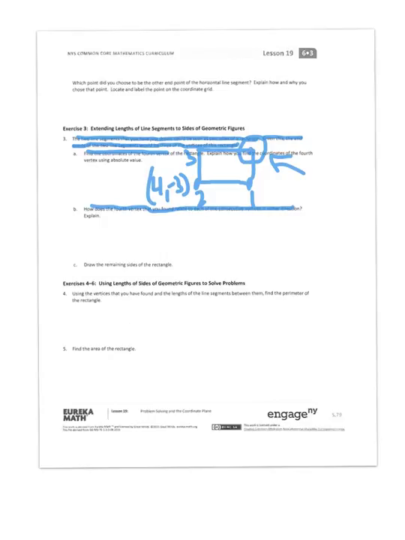Number 4 says, using the vertices that you have found and the lengths of the line segments between them, find the perimeter of the rectangle. So that means you need to add up all the sides. Add up this side plus this side plus this side plus this side. Now if you remember from the last problems, that should be no problem. Then you find the area. Area is base times height.